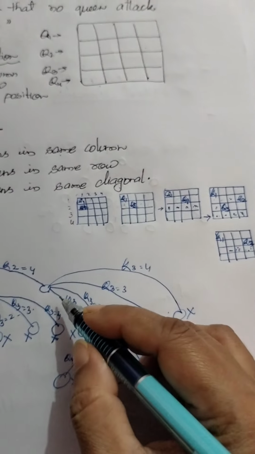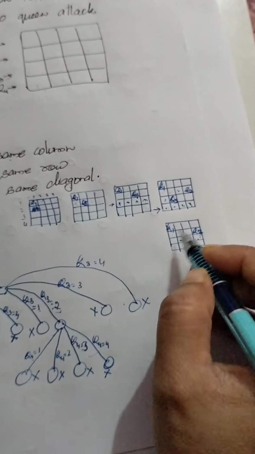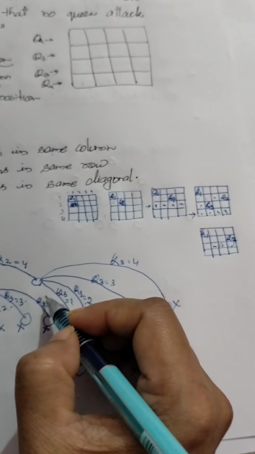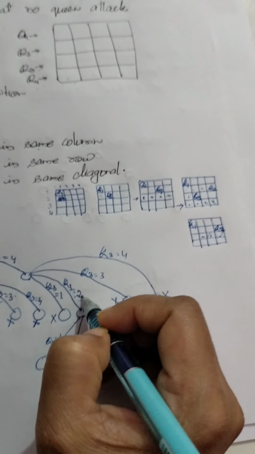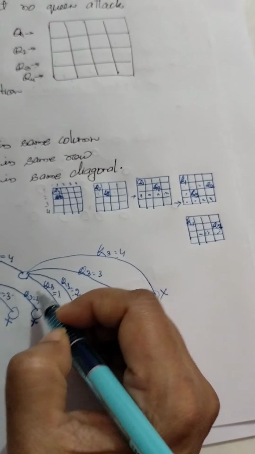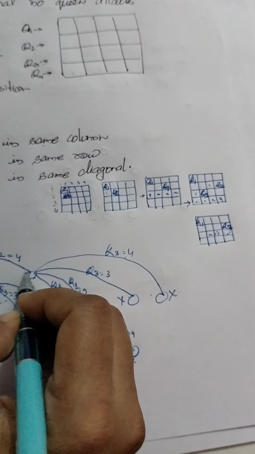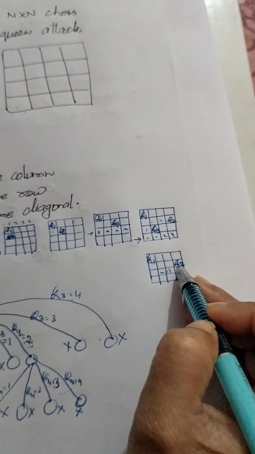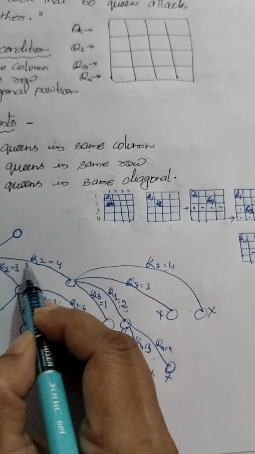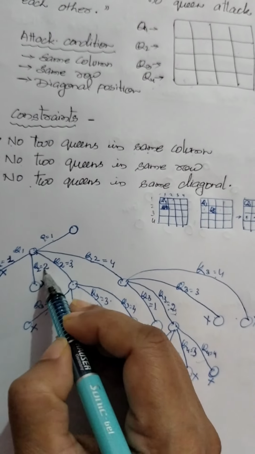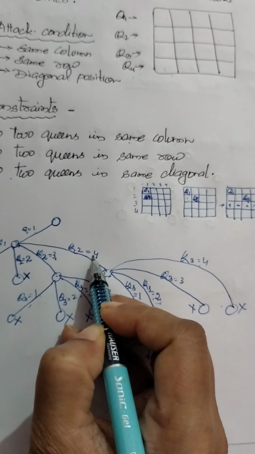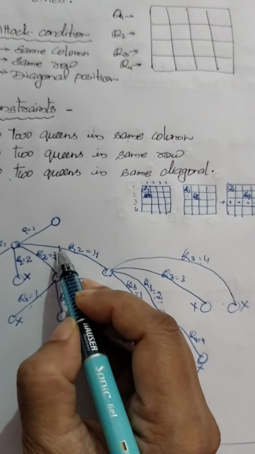Go one step back. That means remove Q3. We have not placed Q3. We have no more options: 1, 2, 3 and 4. 4 columns have been traced out. So go one step back. That means remove Q2 from the cell. For Q3 we have checked all the options, column 1, column 2, column 3 and column 4. So that means our decision was wrong.